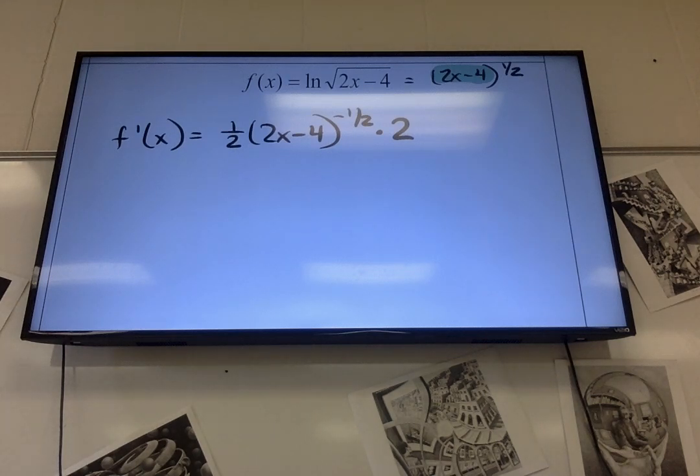I'm confused. Where did the 2 come from? This too, the chain rule. You had to take the derivative of what was inside. This is all just the derivative of the top.